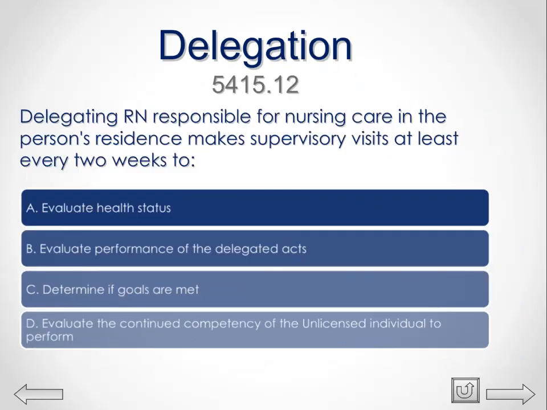The Nurse Practice Act currently requires that a delegating registered nurse is responsible to make supervisory visits at least every 2 weeks. And those visits need to include the evaluation of health status, evaluating how the unlicensed personnel are performing those delegated acts, determining if goals are met, and evaluating the continued competency.